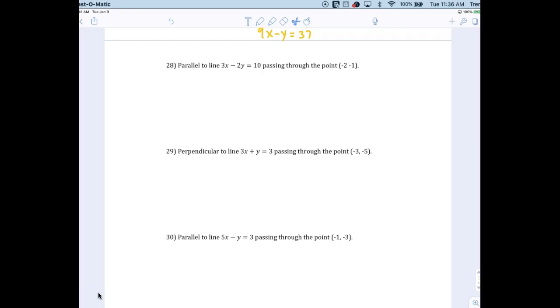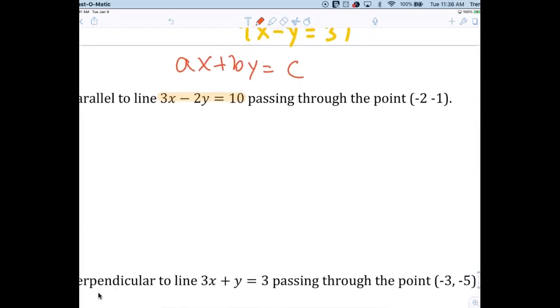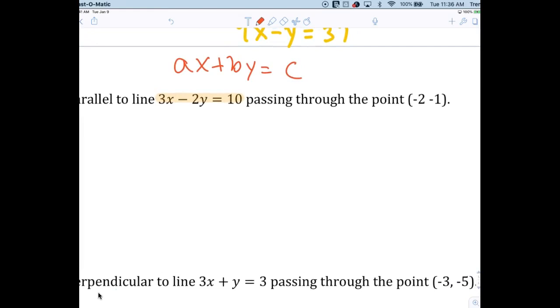All right, so let's review standard form. Standard form is what? Ax plus By equals C. Very happy with that? Okay, so now you have to be able to tell me what the slope of this line is. Is this in the right format? No. So the first thing we have to do is write that in y equals mx plus b.